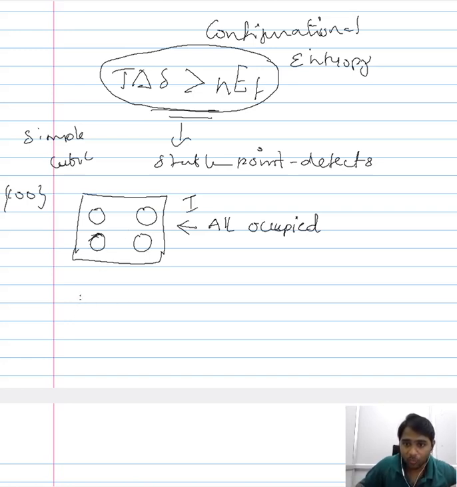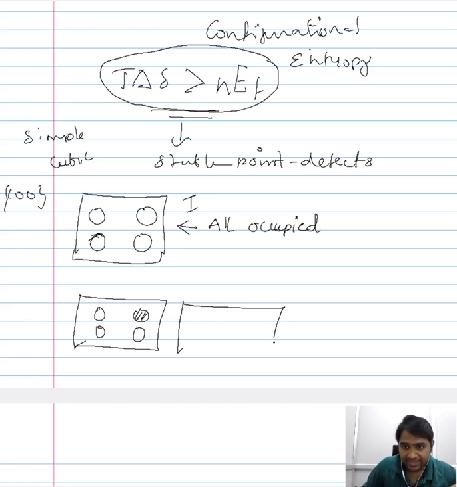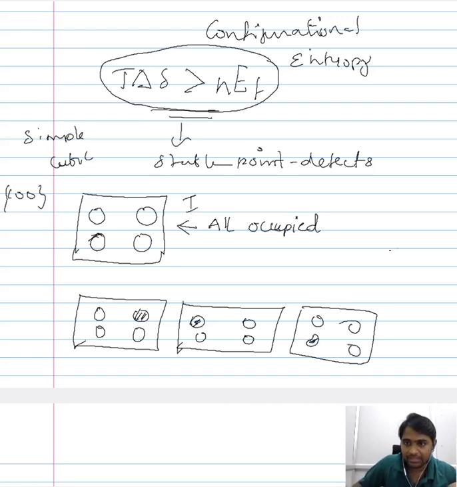Supposing you have one vacant site. So you have one vacant site, that is this. Then it is possible for us to arrange this vacant site in a different manner. So the vacant site can be here. The vacant site can also be here, and the vacant site can also be here.